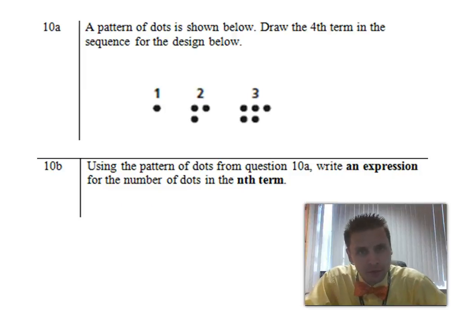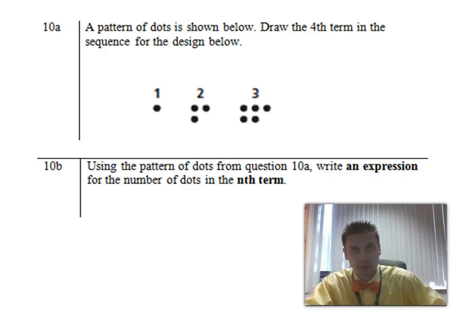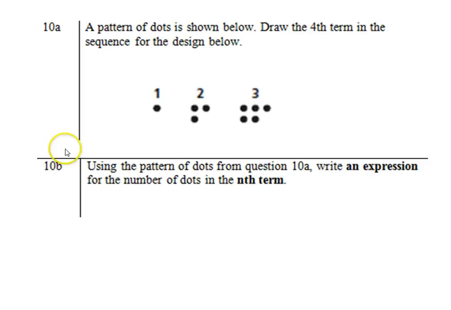Hi, Mr. Bucko here, again with problem number 10 from your Algebra Chapter 1 practice test. So I have 10A and 10B, it's a two-part question on the screen. 10A says that a pattern of dots is shown below, and we want to draw the fourth term in the sequence for the design below.